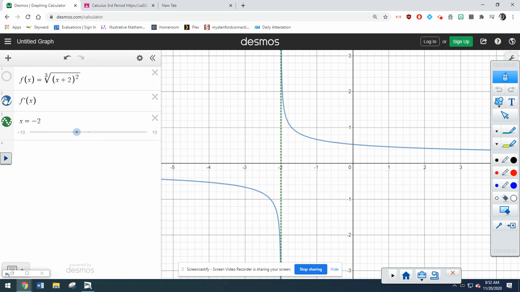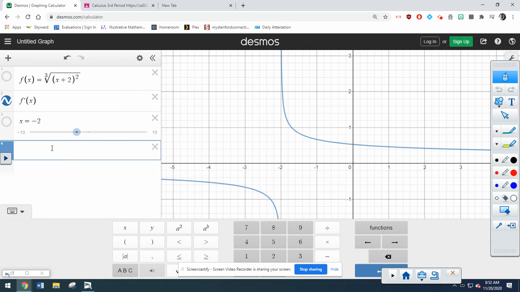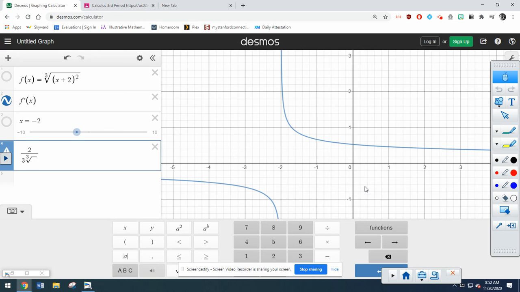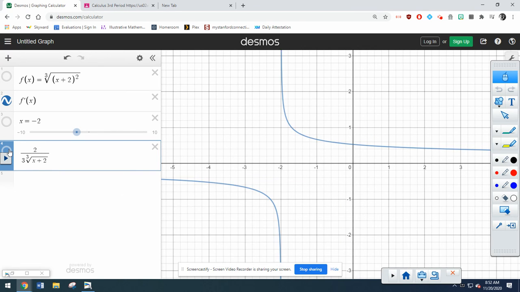Let's go ahead and turn this one off. Let's go ahead and turn our asymptote off. Let's plug in what we solved for and just make sure that we got the same thing. So what we solved for was 2 over 3 times the cube root of x plus 2. And what you'll see is that our derivative falls directly on that same line. And so we know that we solved for our derivative correctly.